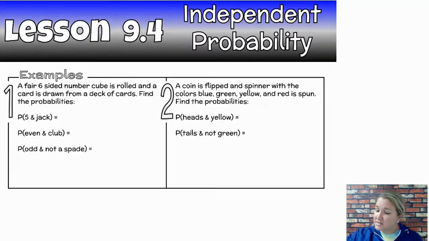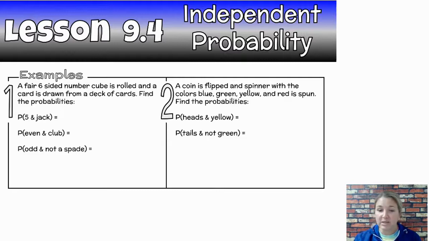So let's look at this. Our first example: a fair six-sided number cube is rolled, so just one, and a card is drawn from a deck of cards. You'll need to know some information about a deck of cards. There are 13 from each suit. So you have hearts, diamonds, spades, and clubs, those four. Then you have different names for those, one for each. There's one ace in each suit, one two for each suit, and so on. Just make sure you're familiar with that. Just a quick rundown. We'll do some more with that later.